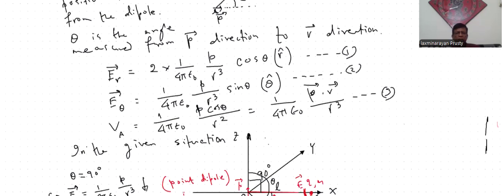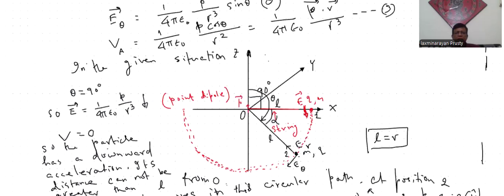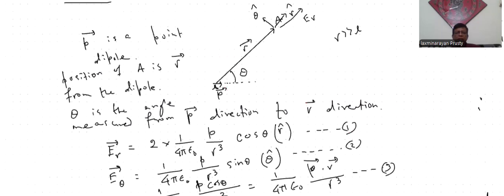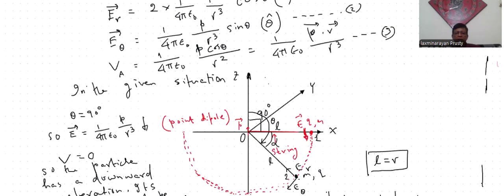Must be knowing this. Now, the situation I'm redrawing again. So, at this instant, theta is measured from where? Follow. Theta is the angle measured from the direction of P bar to the R bar direction. This is P bar, this is R bar, so this is theta. So in our given situation, my theta right now is 90 degrees.